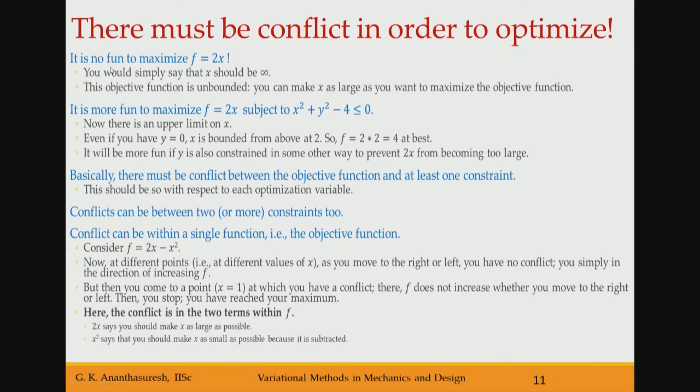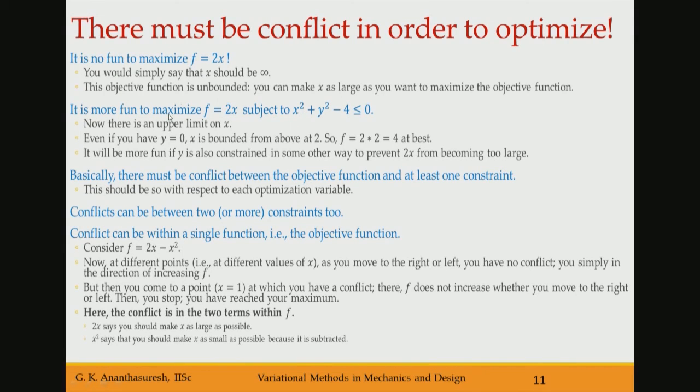So, let us take a couple of simple examples, because we will begin with something very basic. If you look at the function 2x and you want to maximize f equal to 2x, there is no fun in it, because as you increase x, this is not x factorial, by the way, the exclamation mark, as you increase x, f is going to increase. So, you can take x to infinity, f goes to infinity. That is not a fun optimization problem.